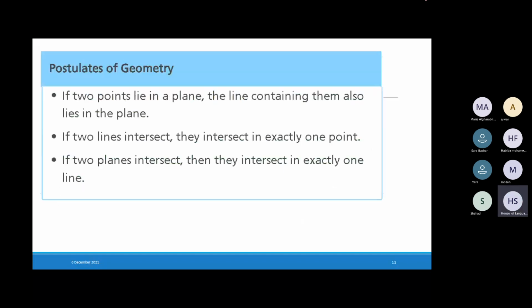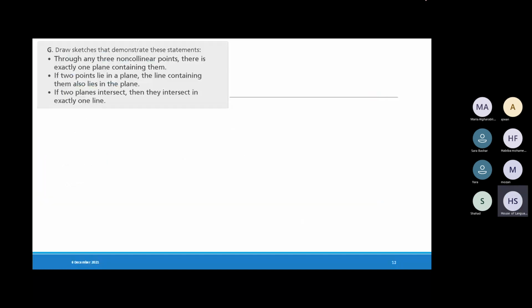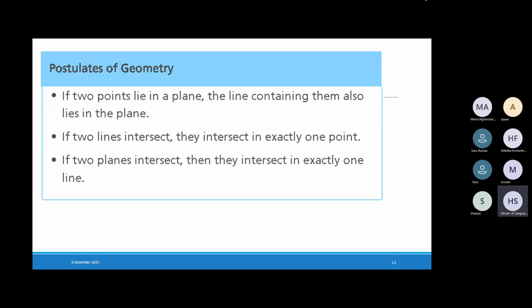Fine. Now here, let's talk about more postulates. If two points lie in a plane, okay? What do you call this one? That we're going to lie on what? Yes, it's a plane.